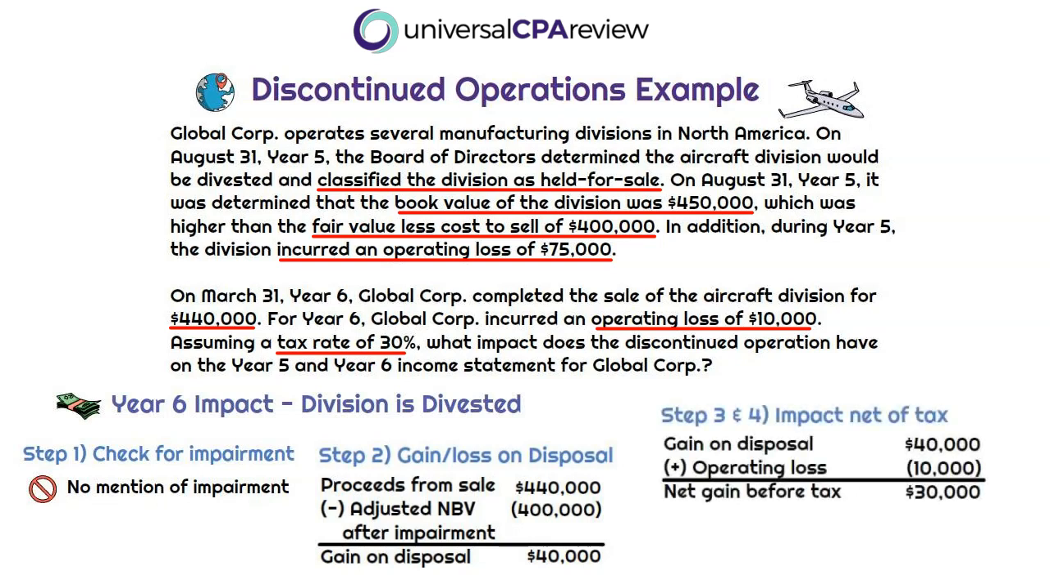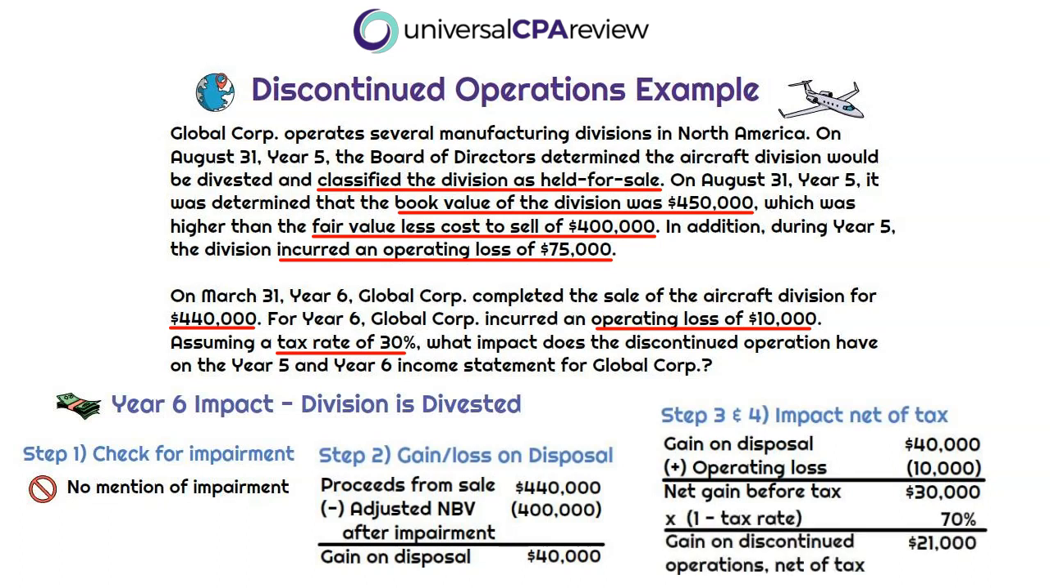Now, steps 3 and 4, this is where we factor in, okay, did we have an operating loss? Yes, we did. So we have that gain on disposal of $40,000. It's being reduced by an operating loss of $10,000. That means the net gain before any tax impact is $30,000. Do the same calculation, 1 minus the tax rate, that's 70%, right? So when we multiply 30,000 times 70%, that means the gain on discontinued operations net of tax is $21,000. Again, that's what would be reported as part of discontinued operations in Global Corp's year 6 income statement.